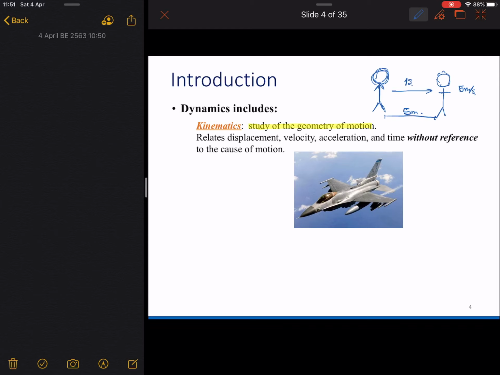Anyway, we are interested only in the movement of the particles or bodies without any reference to the cause of motion. For example, we are not interested in which force causes this object to move to another location. So kinematics is only the movement, no force, no energy.